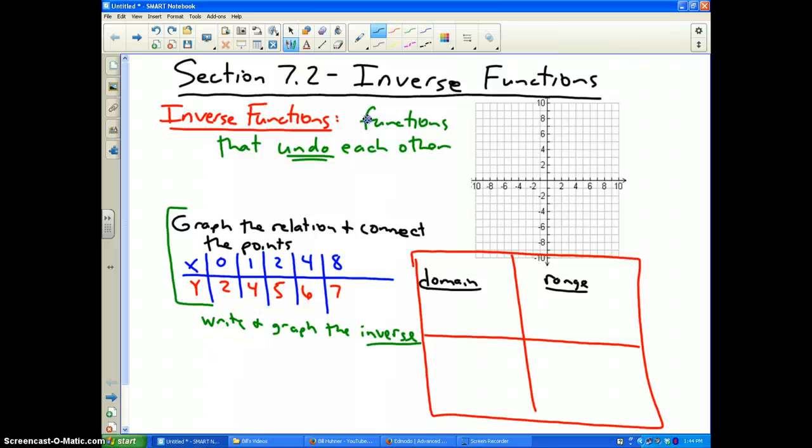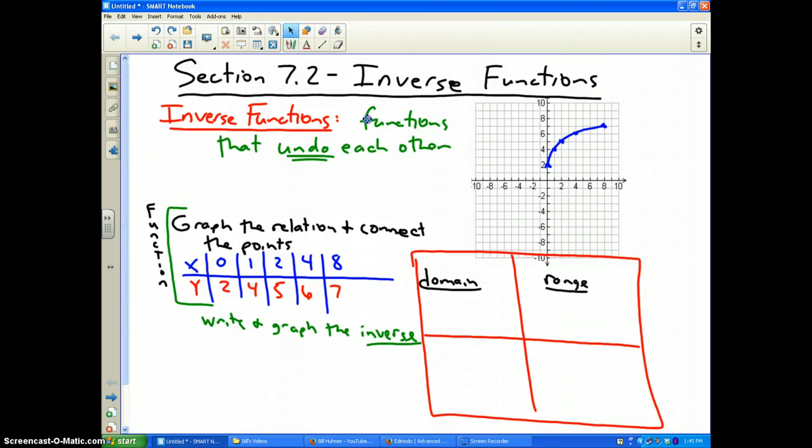So let's say that this is my function. I have a table of values here. And we want to graph the relation and connect the points. All right, very simply I'm going to do this in blue. So the first point on my graph is 0, 2. The second point is 1, 4. Third point is 2, 5, which is about right there. Next one is 4, 6, which is about right there. And the last one is 8, 7, which is about right there. And it says connect them. Okay, so I'm going to connect them. There we go. And there's my graph.